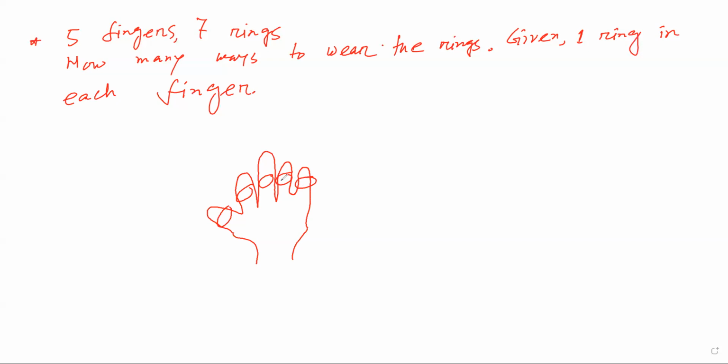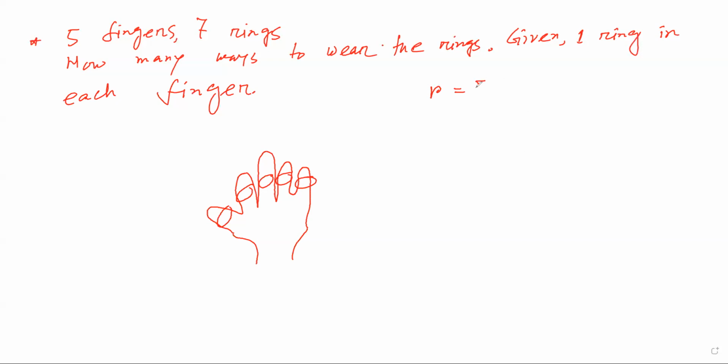Okay. So I can take one finger, one ring, two ring, three ring, five rings. So each finger could take one ring at a time. That means what number of empty spots are there? Five. That means what will be the value for R? Five, right?